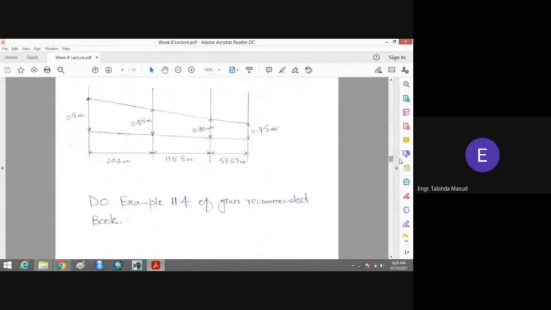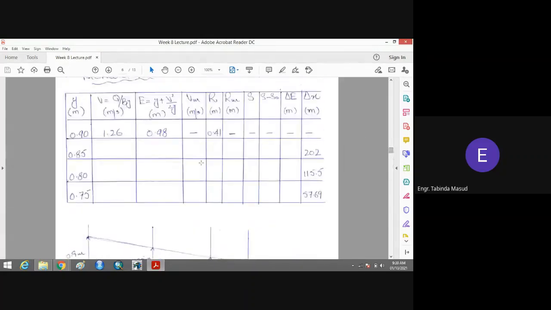Okay, so this is all about this method. You have to solve example number 11.4 of your Franzini book. The problem is already solved. You have to solve this problem again and match the results with your book. And also you have to fill this table.